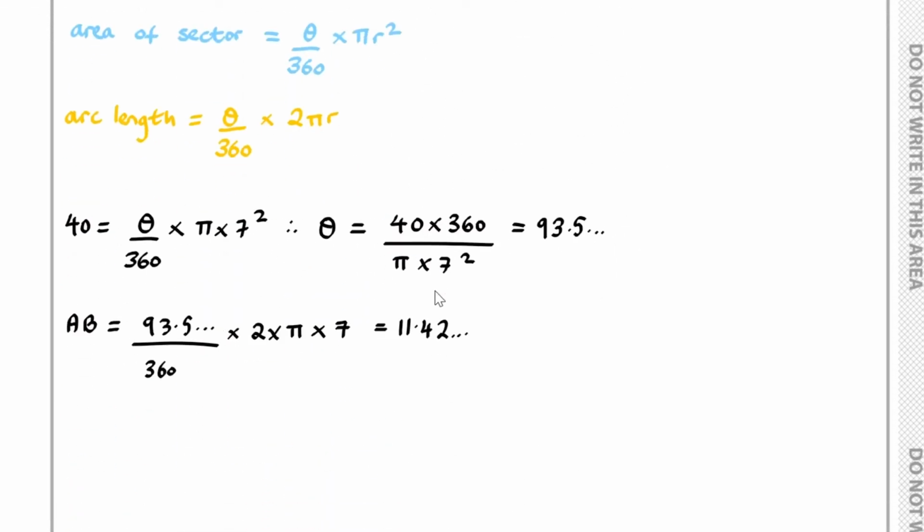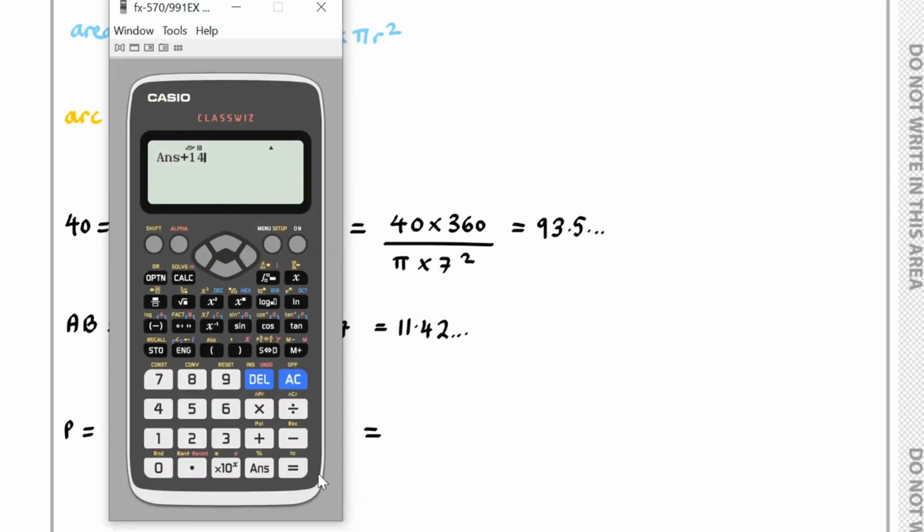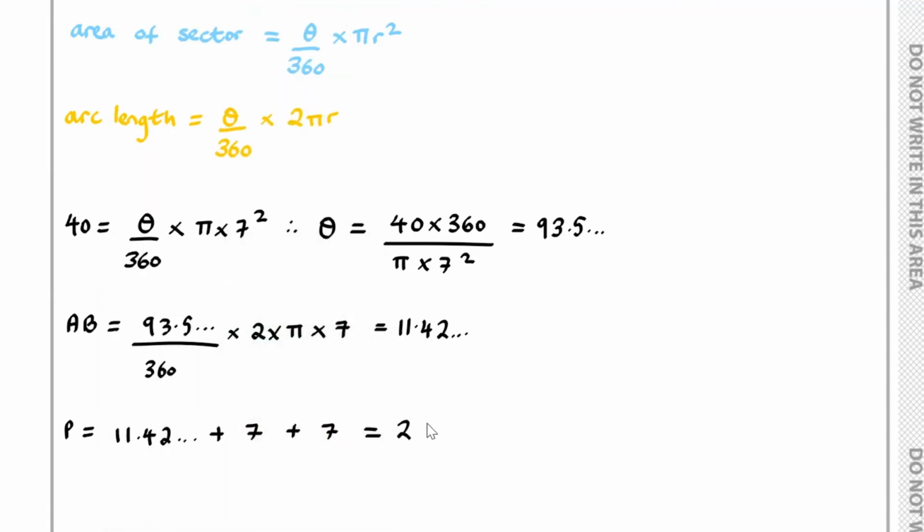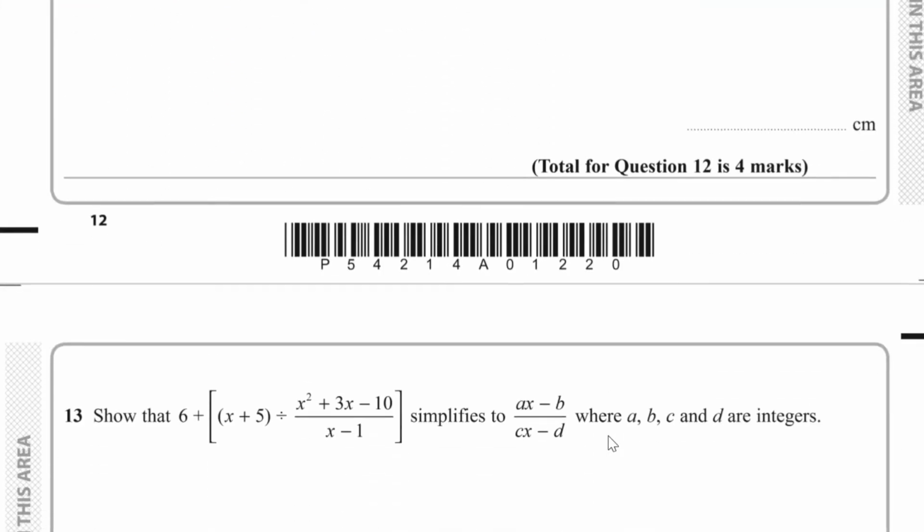And therefore the perimeter P is equal to 11.42, etc. plus the 7 plus another 7. So if I add on 14, we end up with 25.4. Okay, so here we end up with 25.4 centimetres to 3 significant figures. So let's add that in here, 25.4.